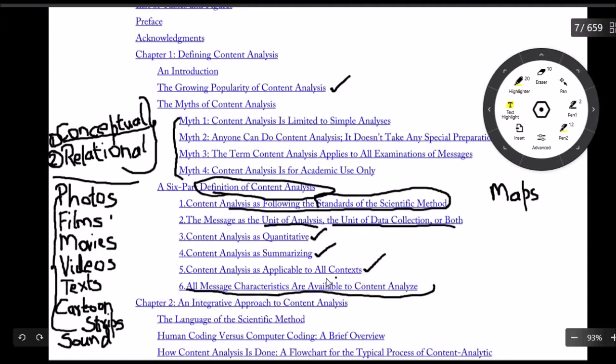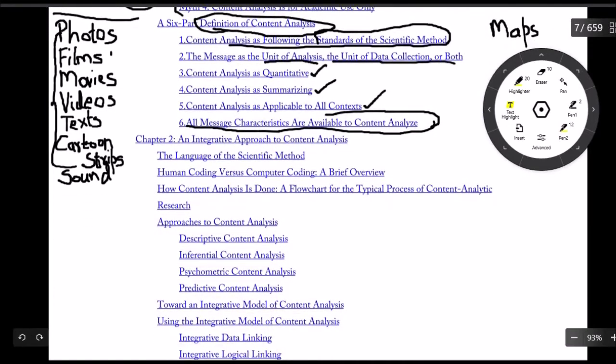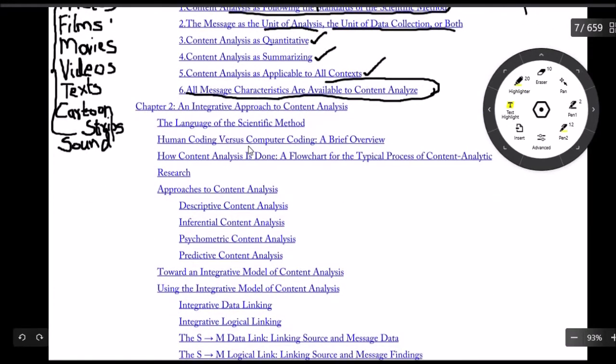So you will see that the last is the sixth one. All message characteristics are available to be content analyzed over there. So these kind of things you need to understand and then proceed further. If you look at chapter 2, here they're telling you that it is going to be an integrative approach to content analysis. Now, what this integrated approach of content analysis is, is something that you need to understand.